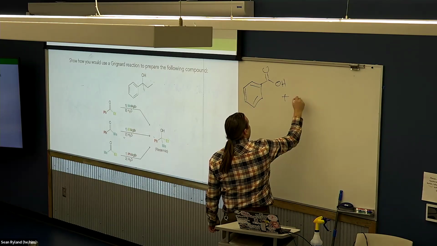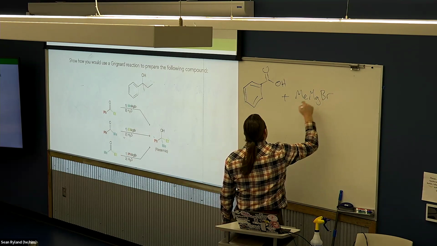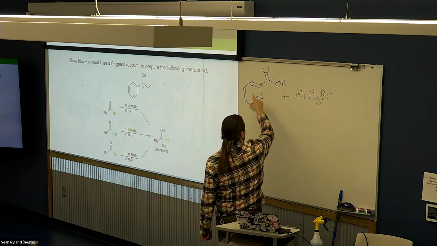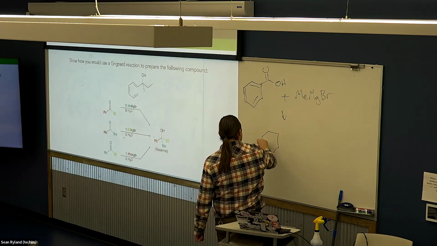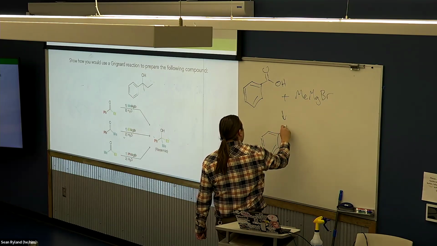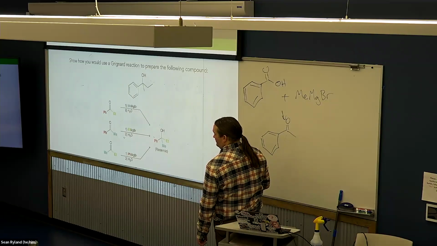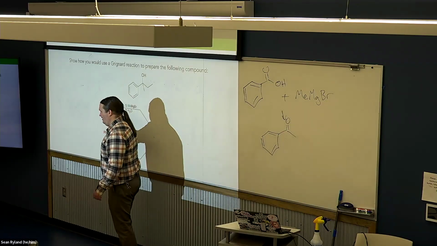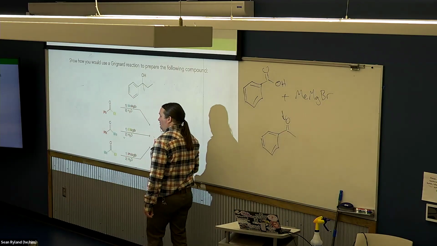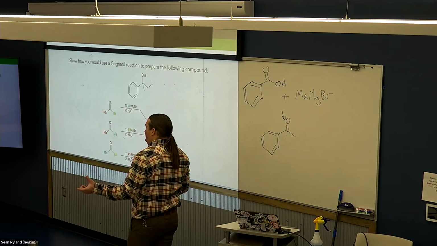And add methyl magnesium bromide to turn this into this, which then we're right here. And then you can do the second step with the ethyl magnesium bromide. So we can add different R groups sequentially.